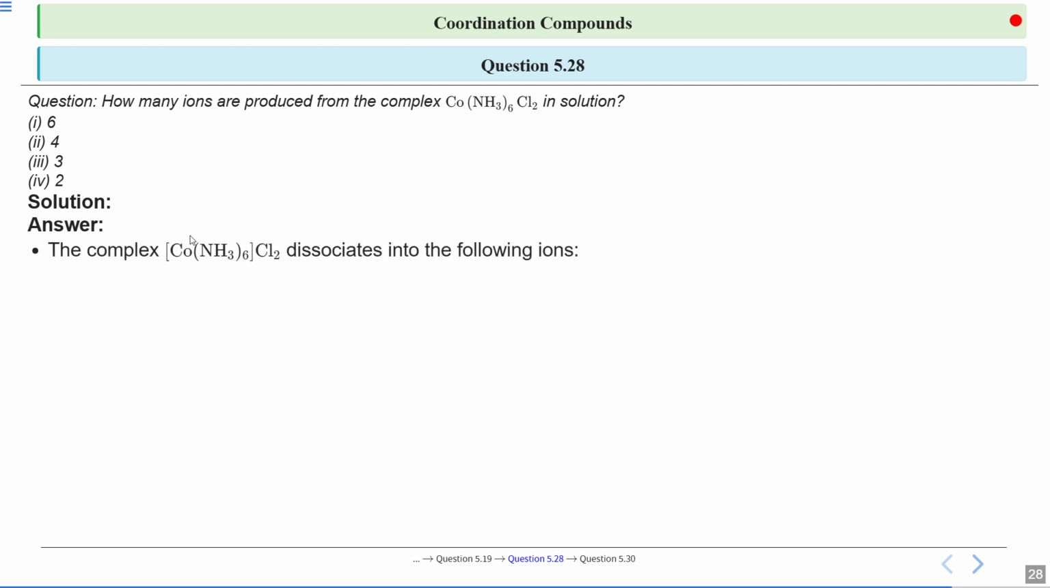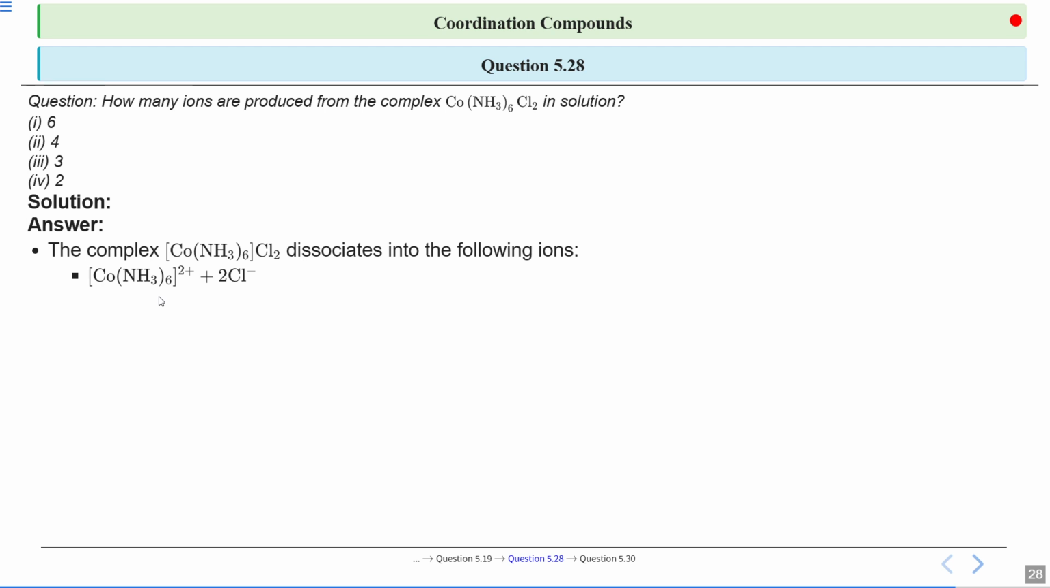So the complex [Co(NH3)6]Cl2, when it dissociates, will dissociate into the following ions. We will get [Co(NH3)6]2+ and 2 chloride negative ions. Because Cl2 means 2 chlorines are present outside of the coordination sphere or coordination entity. That means the 2 chloride ions are counter ions. So you will get 2 different chloride ions when you dissociate this complex, and the coordination entity will remain intact.